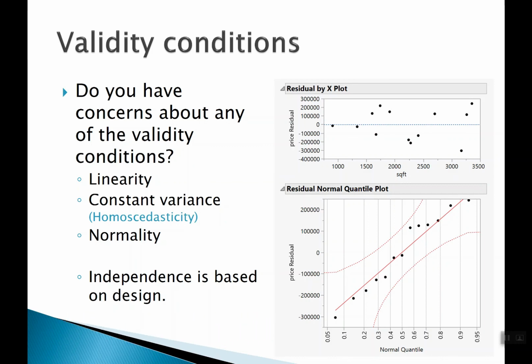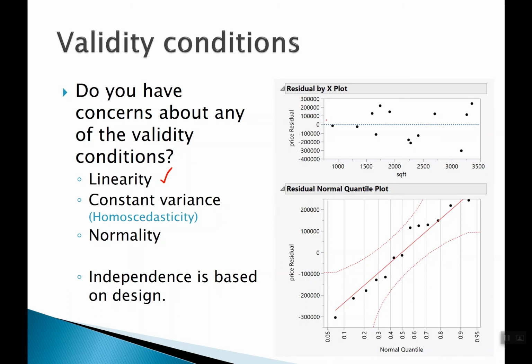All right, linearity, I'm not really worried about that. I don't notice any curved pattern or anything like that when I look at the residuals. It looks pretty much symmetric on both sides of 0, so I think linearity is a reasonable assumption. The one that I'm most worried about is constant variance, or the fancy word for that is homoscedasticity.